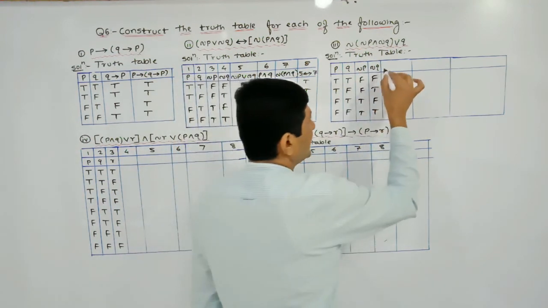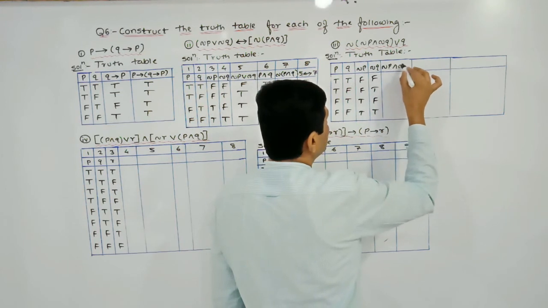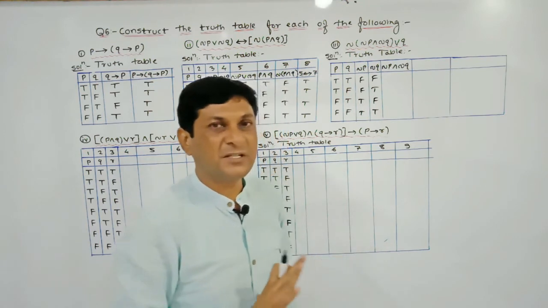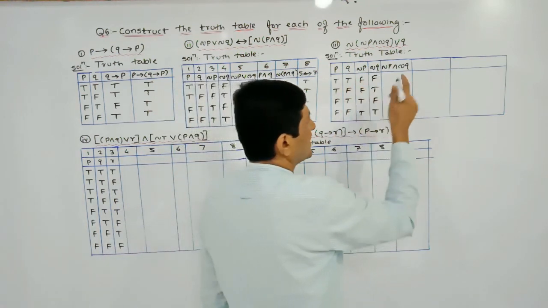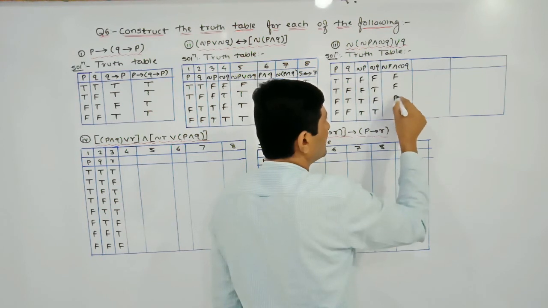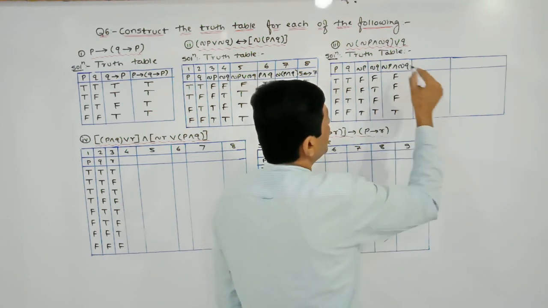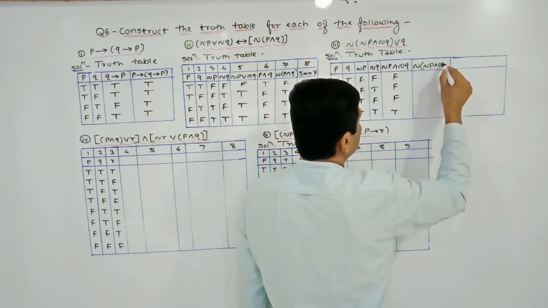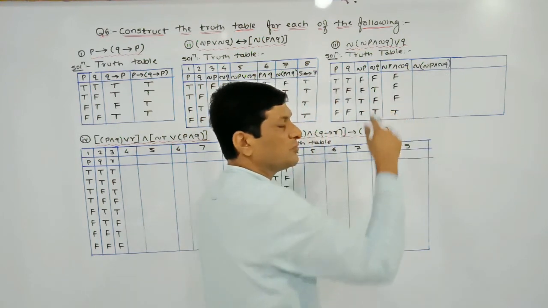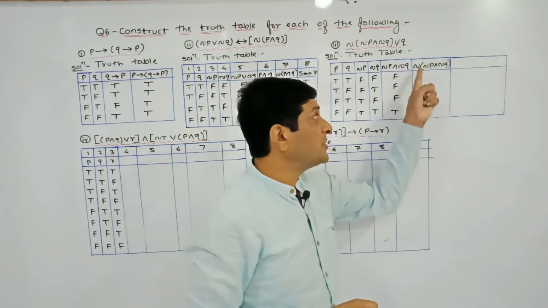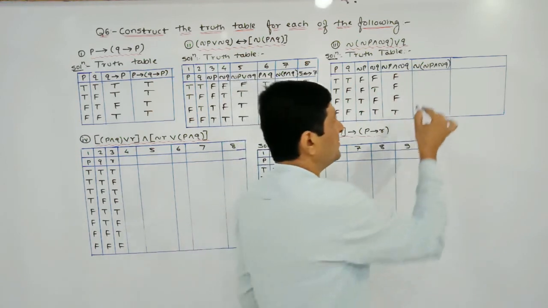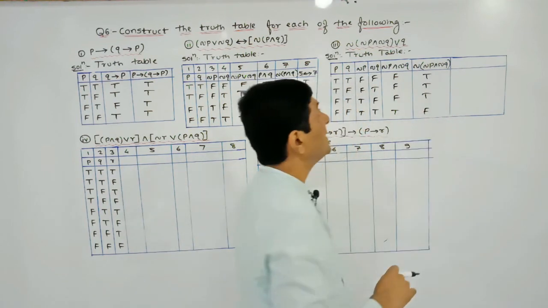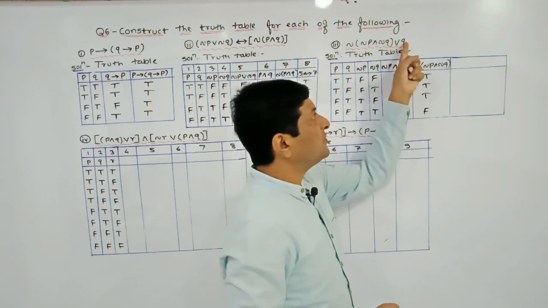AND, means negation P and negation Q. And in case of AND, simply we have to remember that if at least one statement is false, the result will be false. So false, false, false, means here we will get false, false, false, and lastly what? True. Now we are finding the negation of this whole statement, means negation of negation P and negation Q. So already the truth value of negation P and negation Q is known to us. Now we are finding its negation. So negation of false will be true. So here we will get true, true, true, and lastly negation of true is what? False.